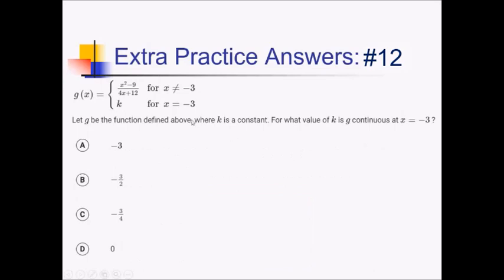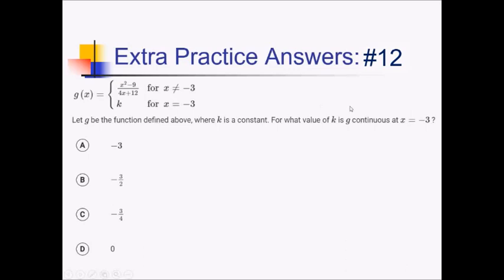On this problem, we're given the g function above here, and we have this mystery constant k as part of it. We want to know what k value makes g continuous at our border value of x equals -3. Now this is kind of an interesting piecewise function because we have one rule for the value where x is -3, and then we have one rule for essentially everything else.